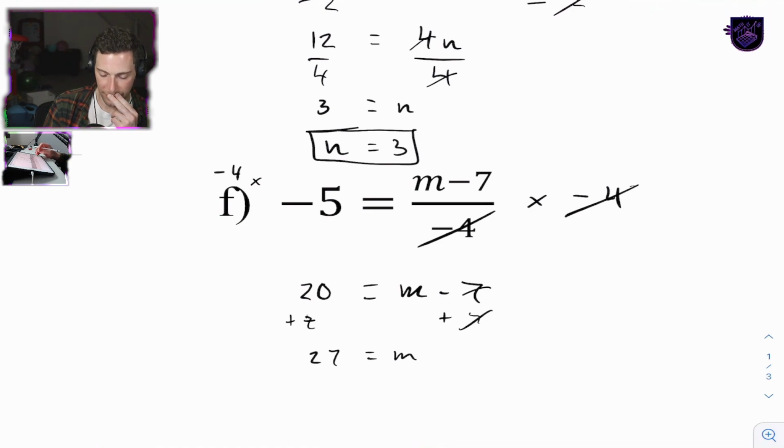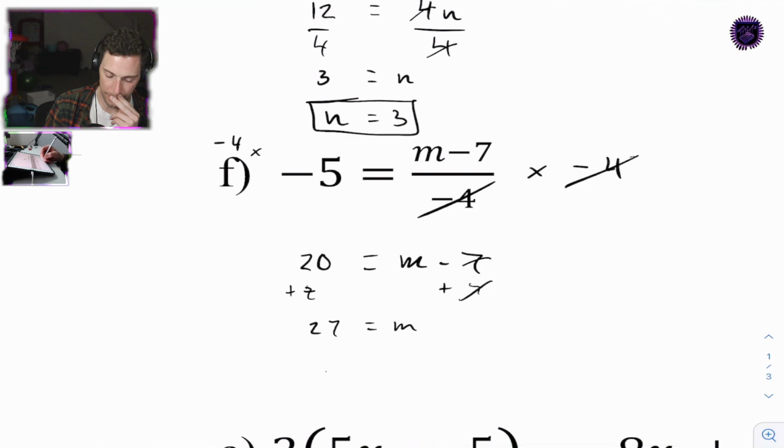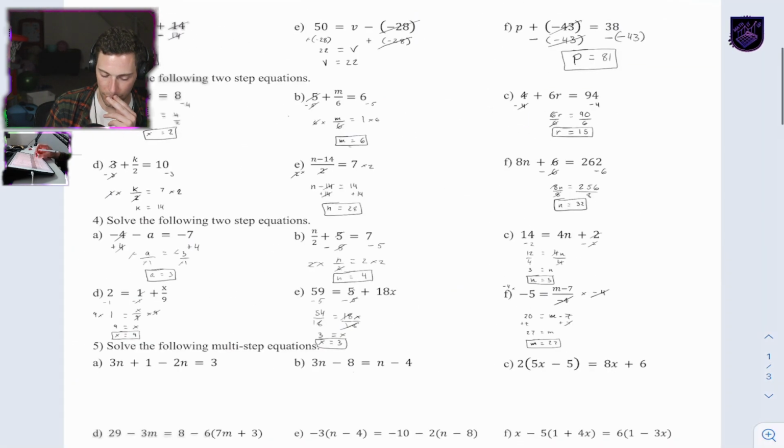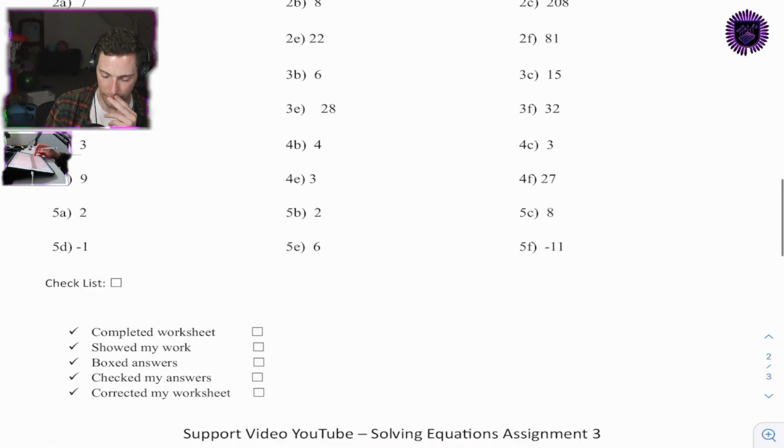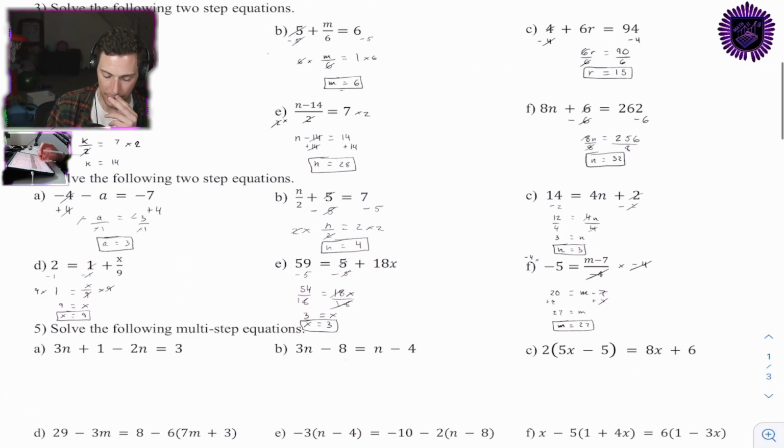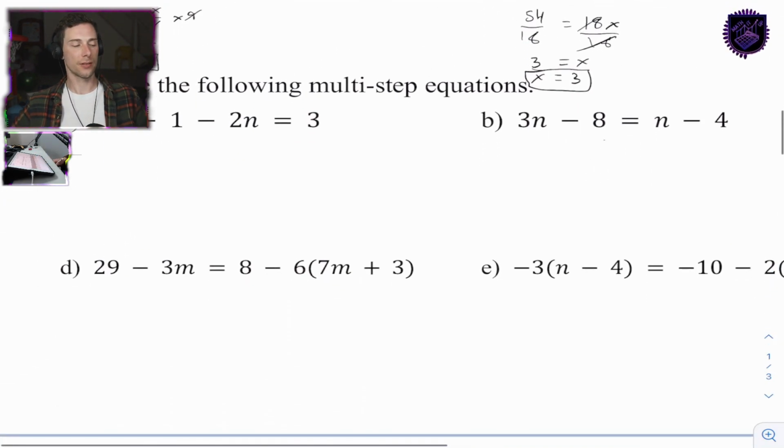m minus 7 divided by -4 equals -5. Yeah, that seems right. m equals 27. I'm going to check that. 27. Yep. Okay.